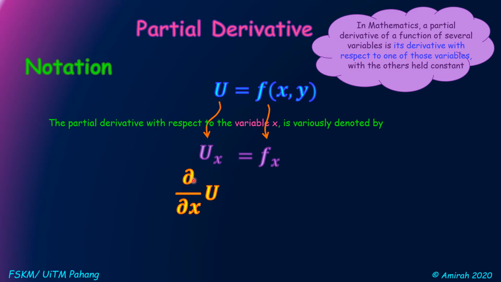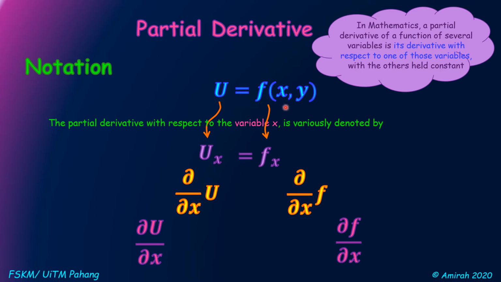Or we can write del u over del x, okay? Or del u in numerator over del x. And for function f, we can write del f over del x. Or we can write del f in numerator over del x, okay? This is the symbol of partial derivative with respect to variable x for two variables, let's say x and y.